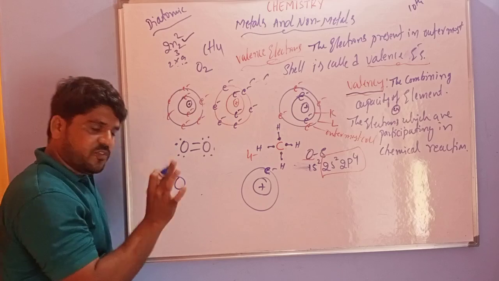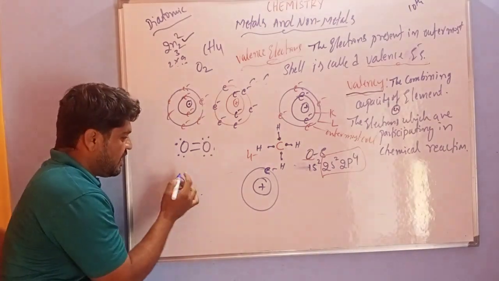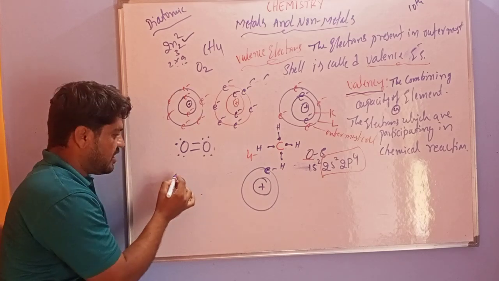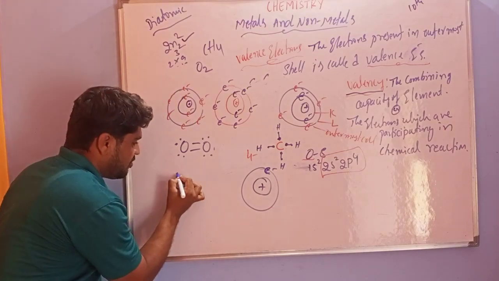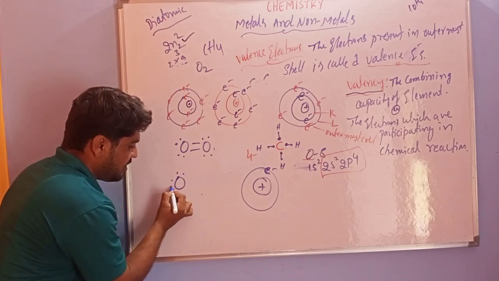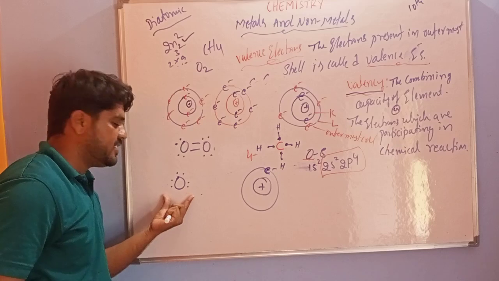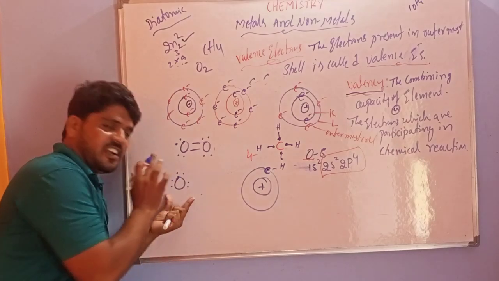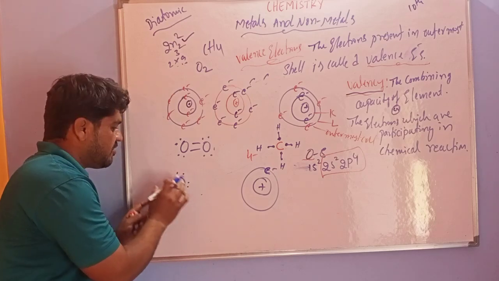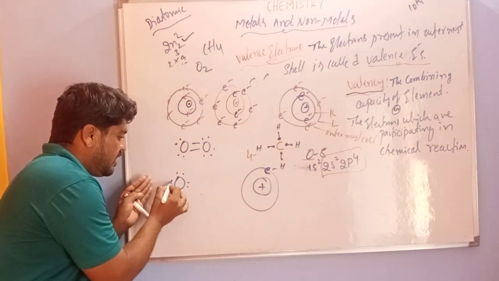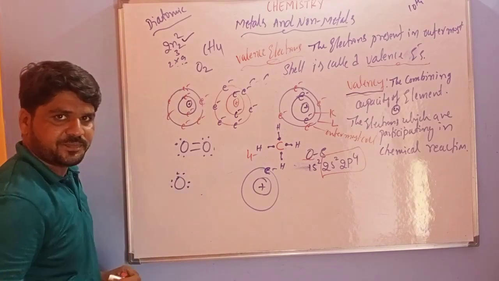So this is the one oxygen atom. For this oxygen atom, I am giving a Lewis dot structure. I am going to represent 6 electrons: 1, 2, 3, 4, 5, 6. Totally 6 electrons I am going to represent for the oxygen atom. So this is the oxygen atom, and in the Lewis structure, totally 6 electrons are shown.